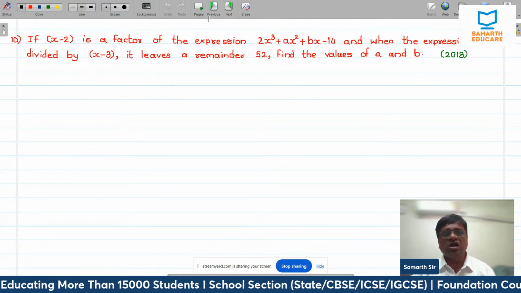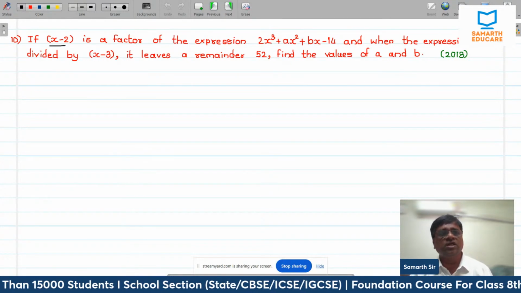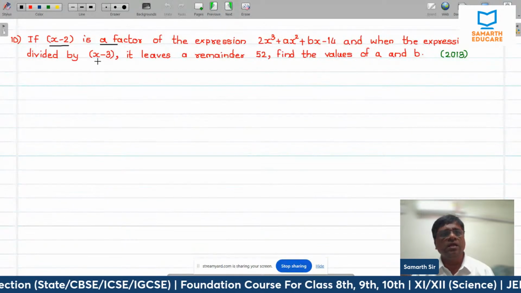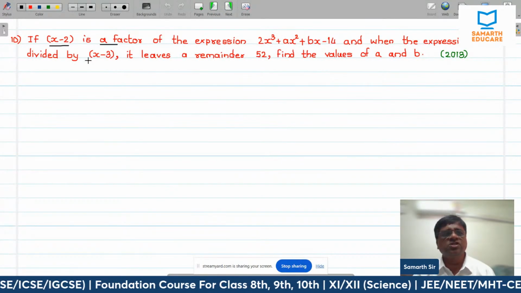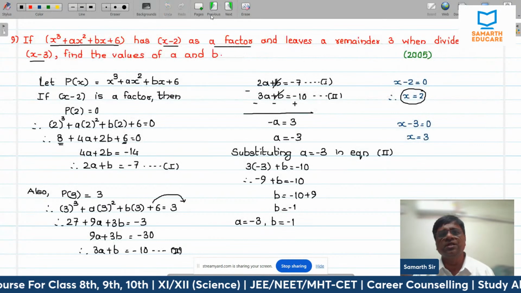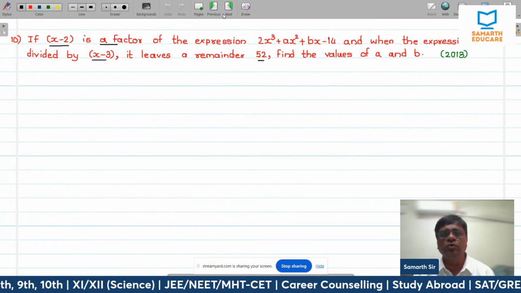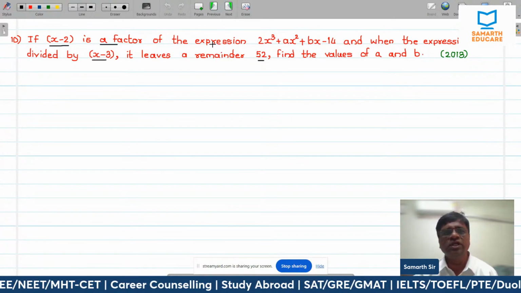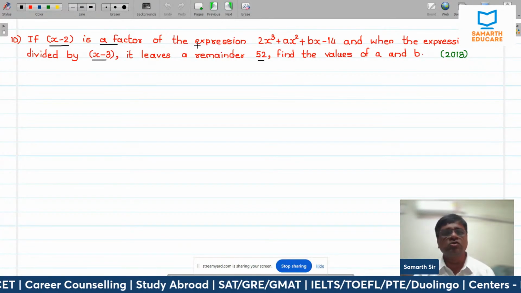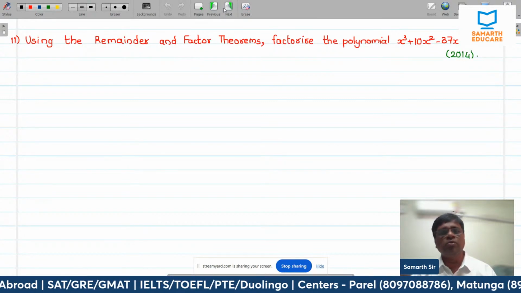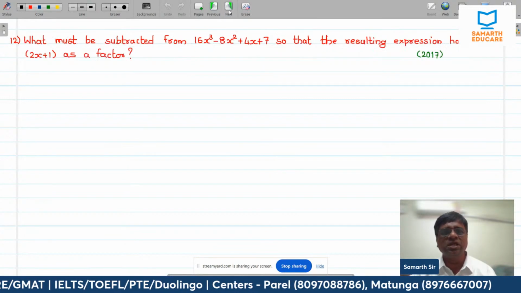I think you should try this question, because if x minus 2 is a factor, just like here it was there, and when the expression is divided by x minus 3, the remainder is 52. यहाँ पे remainder 3 था, यहाँ पे remainder 52 है. So take this as homework. This is a 2013 question. I am coming to this problem towards the end. ये by mistake यहाँ पे लिखा गया था.